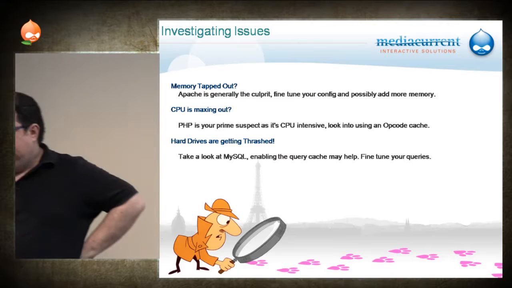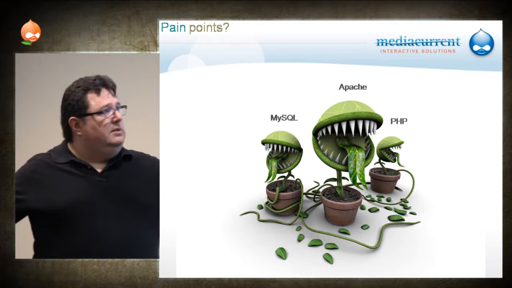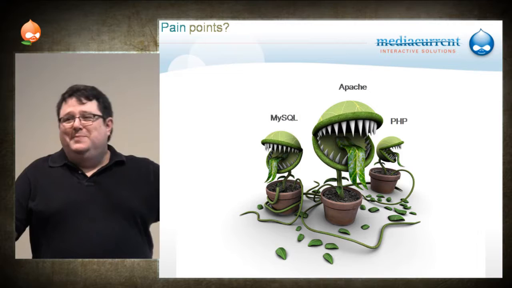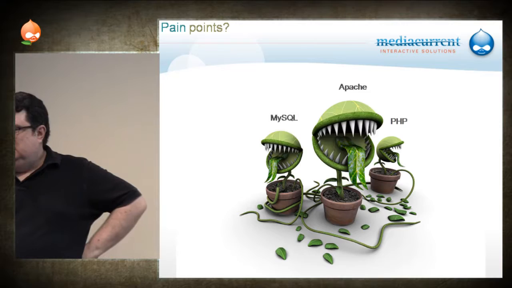These are three pain points. And again, there's probably more, but the picture only had three plants on it. So I start with the three main ones. These are the main ones I tend to work on. We'll look at each one.